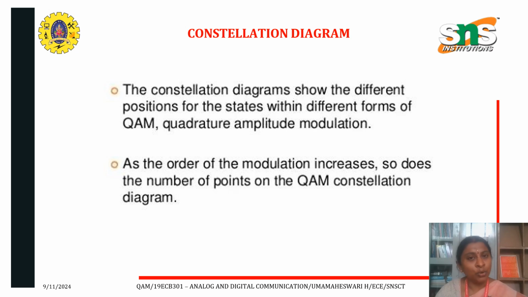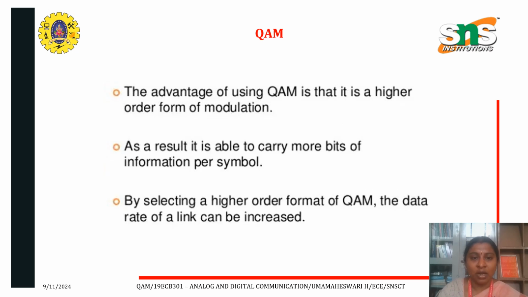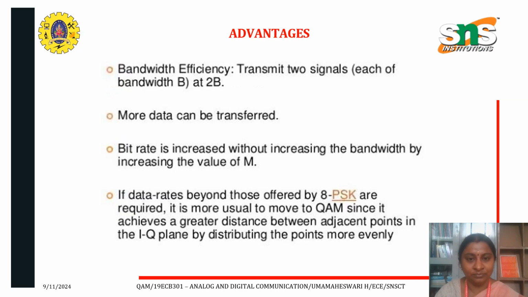In QAM, the constellation diagram plays a major role. It shows the different positions for the states within different forms of QAM. As the order of the modulation increases, so does the number of points on the quadrature amplitude modulation, which is shown in the constellation diagram. The main advantage of QAM is that it is a higher order form of modulation. As a result, it is able to carry more bits of information per symbol. By selecting a higher order format of QAM, the data rate of a link can be increased.